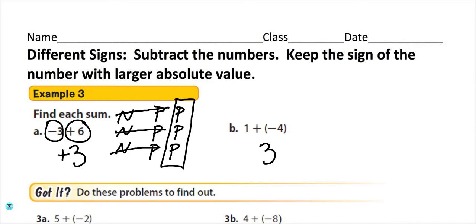And then you take the sign of the larger number. Who had more people on their team, the positives or the negatives? The negatives did. They had the larger absolute value, so it's actually going to be negative 3. Again, if you don't understand, draw a picture.